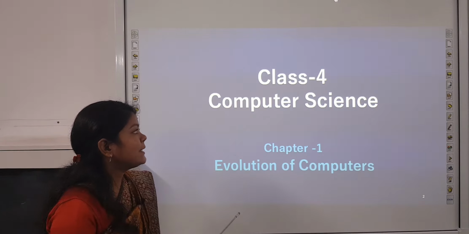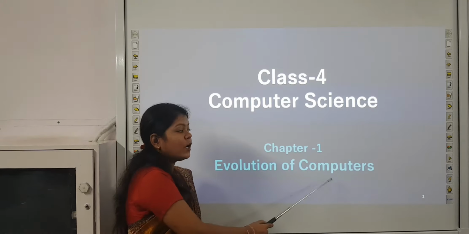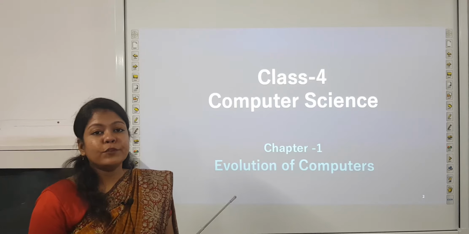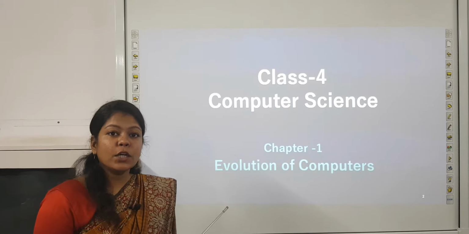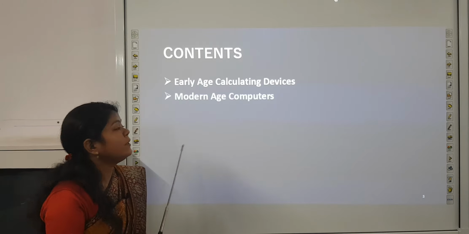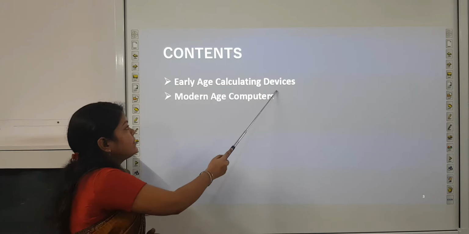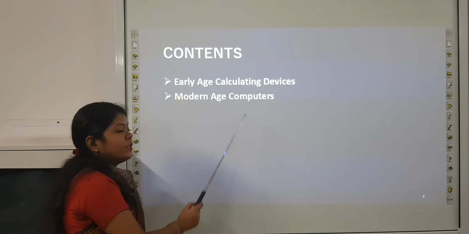Today we are discussing class 4th Computer Science Chapter 1 Evolution of Computers. So all you have to open page number 7 in your computer science book. In this chapter we will discuss these topics: early age calculating devices, modern age computers.